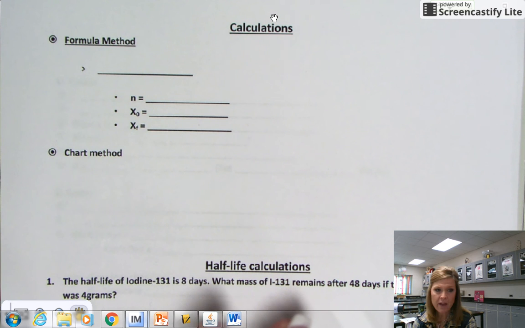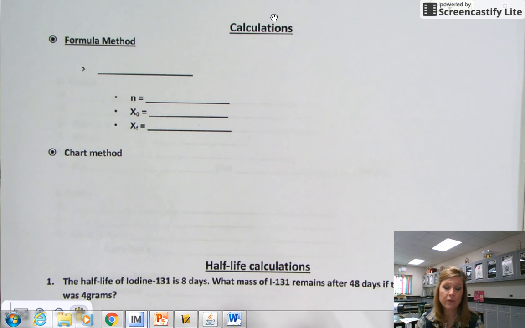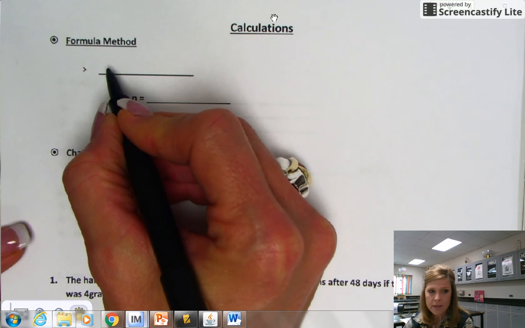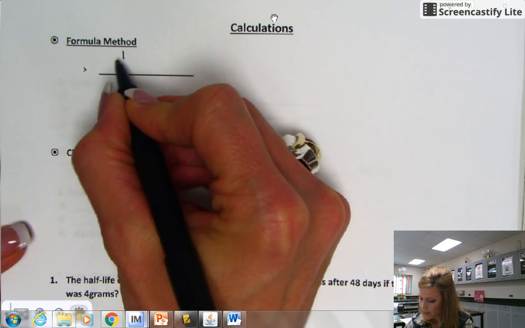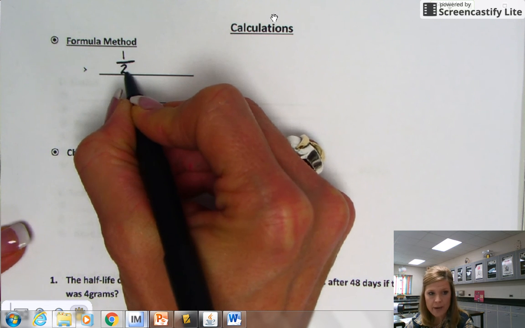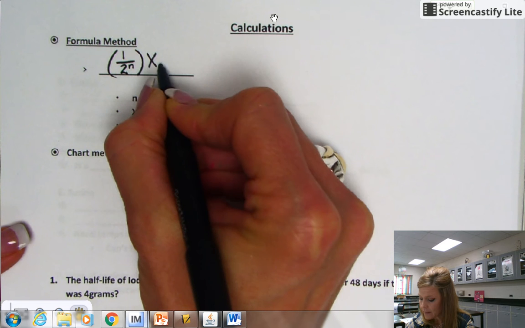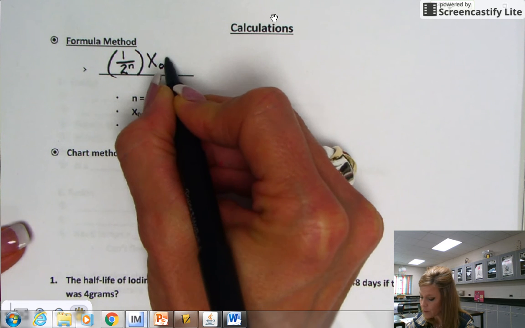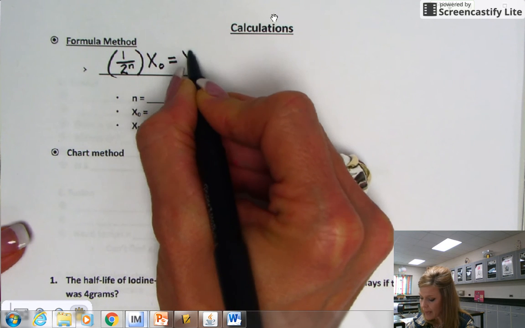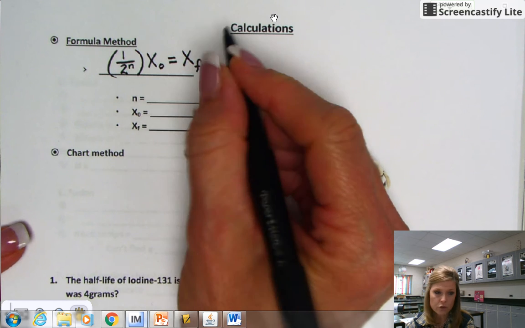Remember, class, that half-life is the amount of time it takes for 1/2 of the original sample to radioactively decay. And so after every half-life cycle, 1/2 of the previous amount will remain. Now, the formula method involves the formula (1/2)^n times x sub 0, that means x initial, your initial amount, equals x sub f, which is your final amount.